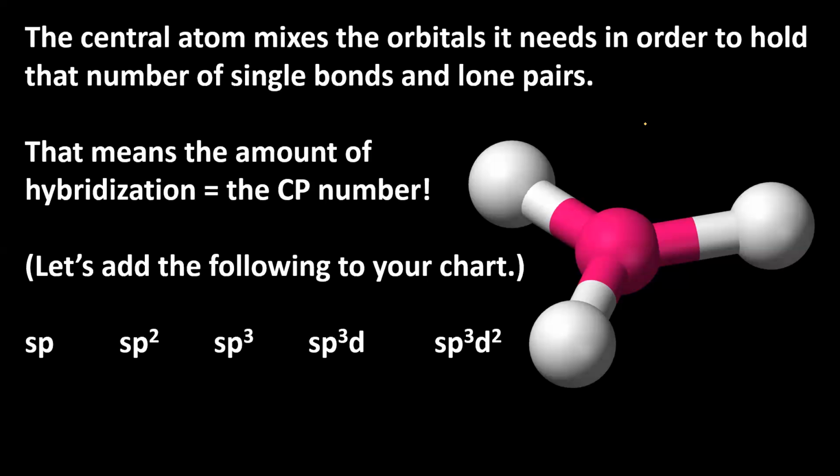You might want to make note in your notes that the hybridization will equal the CP number. Now, I'm showing you the possibilities down here on the screen. You don't need to write that in your notes. We're going to go through your chart and write those on your chart. But if hybridization happens to hold bonds and lone pairs, and CP is a count of bonds and lone pairs, it's very convenient that the hybridization will match your CP.